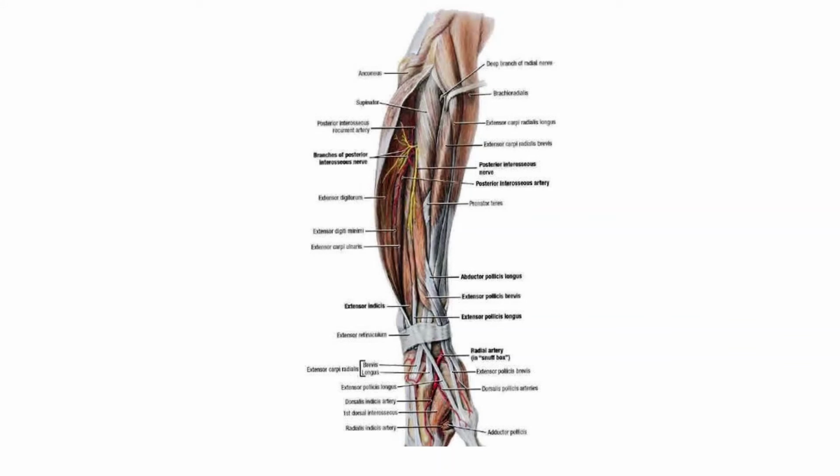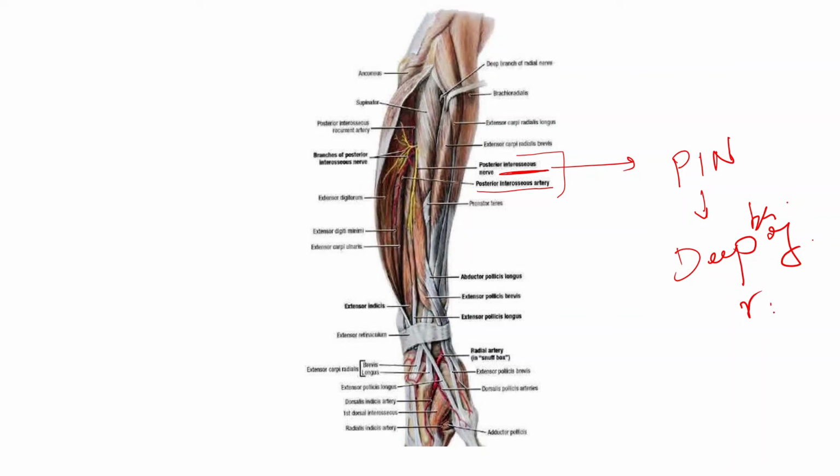This is the atlas view showing the vessels and nerves supplying the posterior compartment of the forearm. All the muscles of the posterior compartment are supplied by the posterior interosseous nerve, which is nothing but the deep branch of the radial nerve. The deep branch of the radial nerve is called the posterior interosseous nerve.